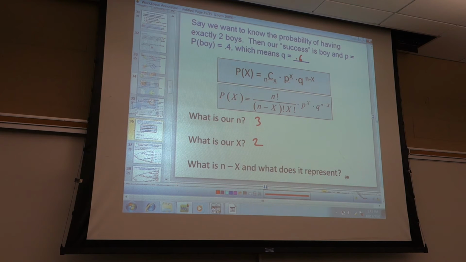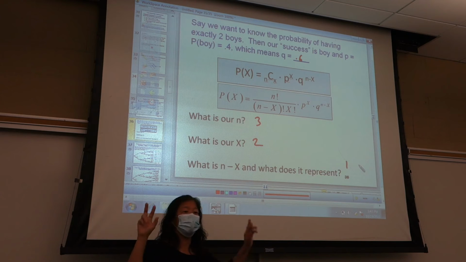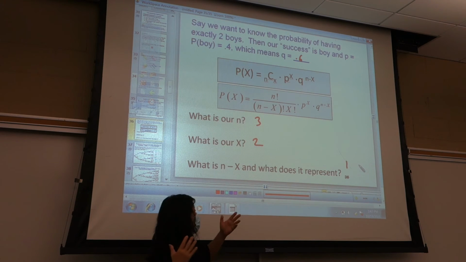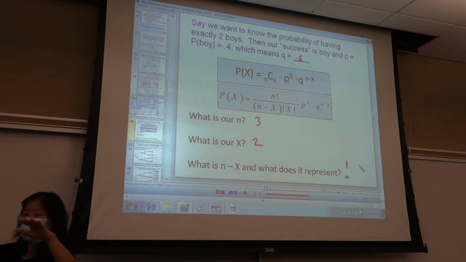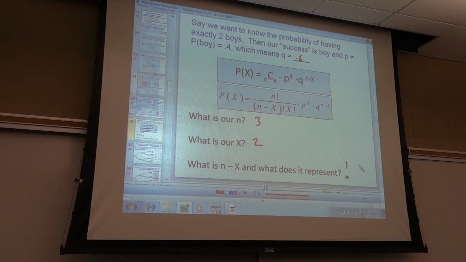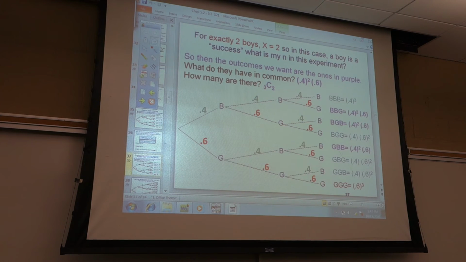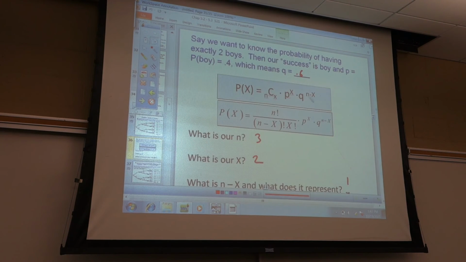All right, so what's N minus X then? 1. What does 1 represent? How many failures, how many girls I have. I can only do that because I'm a girl, otherwise I'd be in trouble. All right, everybody good with this part? So N minus X represents your number of failures, X represents your number of successes. Good? Everybody on board with that part? Okay. So, let me go back to this.